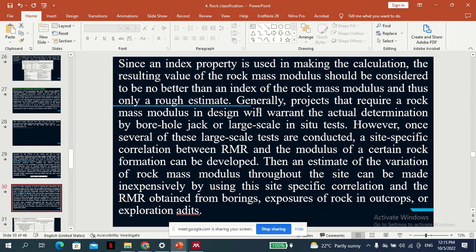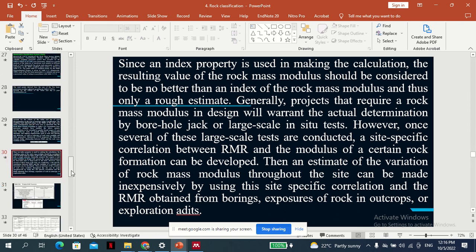Then an estimate of the variation of rock mass modulus throughout the site can be made inexpensively by using this site-specific correlation and the RMR obtained from borings, exposure of rock in outcrops, or examination of adits. Adits are horizontal observation pits. I think we already talked about that. The pits, normally we dig vertically. Adits are horizontal.